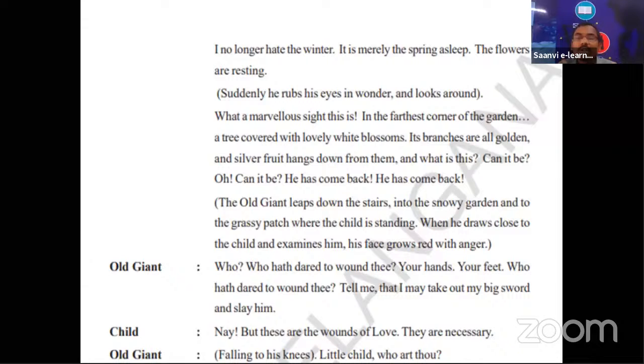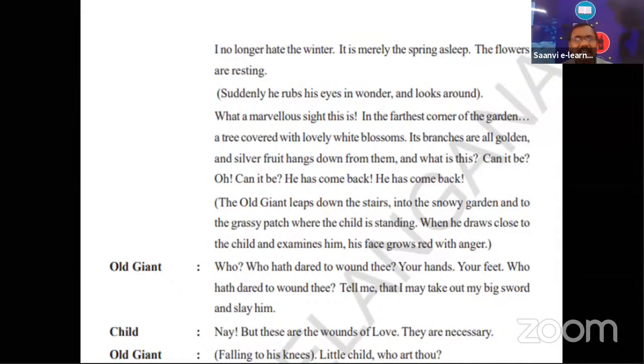When the spring season goes to sleep, what comes? The winter season comes. Actually, the spring season also needs some rest, isn't it? Now the giant doesn't hate the winter season as well. The flowers are resting. Suddenly he rubs his eyes in wonder and looks around.